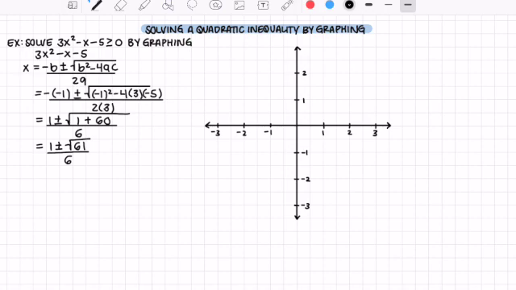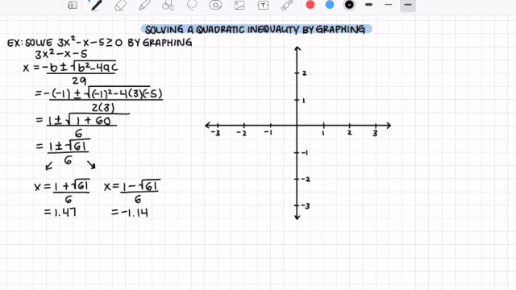And so I get two solutions here. My first solution would be x equaling 1 plus the square root of 61 over 6. My second one will be x equaling 1 minus the square root of 61 over 6. And so if I were to use my calculator and solve this, I get 1.47 as my first answer and negative 1.14 as my second.